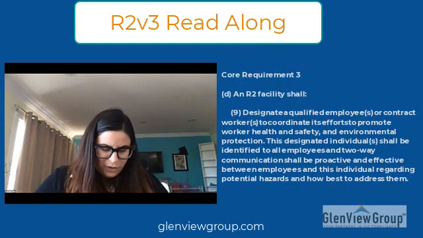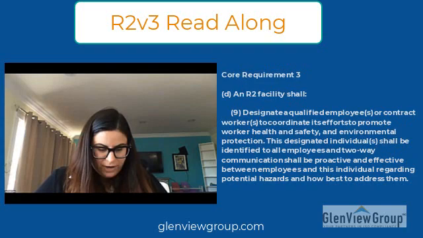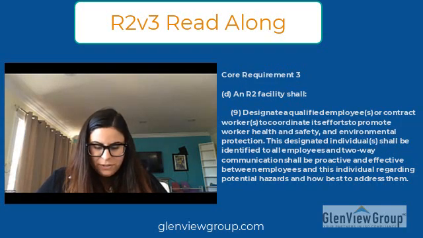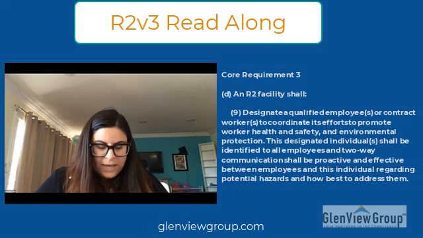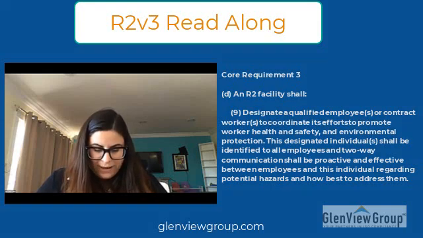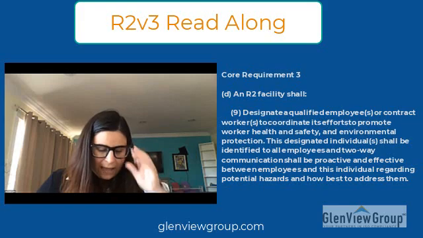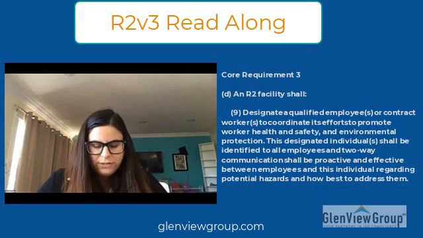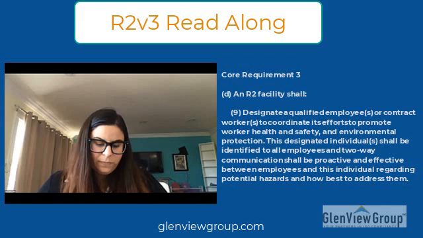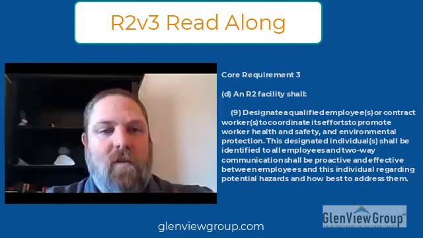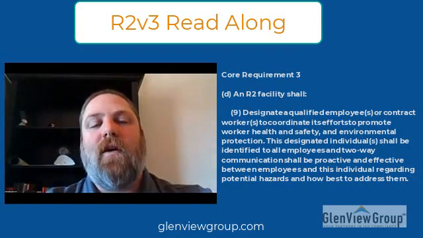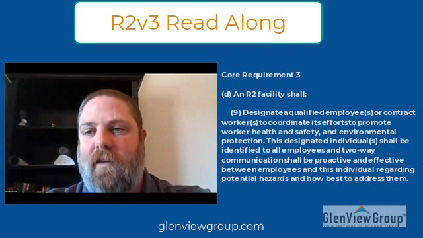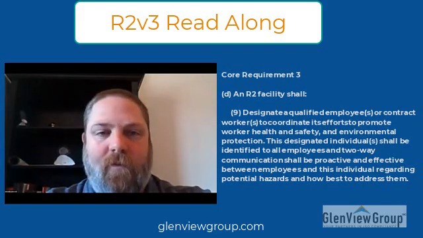D9, designate a qualified employee or contract worker to coordinate its efforts to promote worker health and safety and environmental protection. This designated individual shall be identified to all employees, and two-way communication shall be proactive and effective between employees and this individual regarding potential hazards and how best to address them. So this is completely new. Some of it's completely new. Some of it was under the provision for identifying the health and safety representative before.